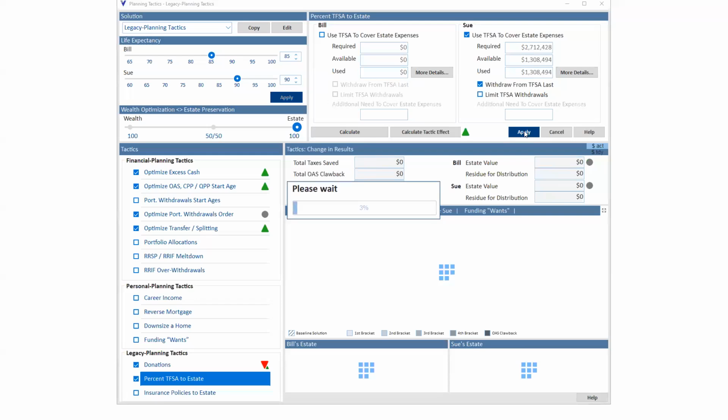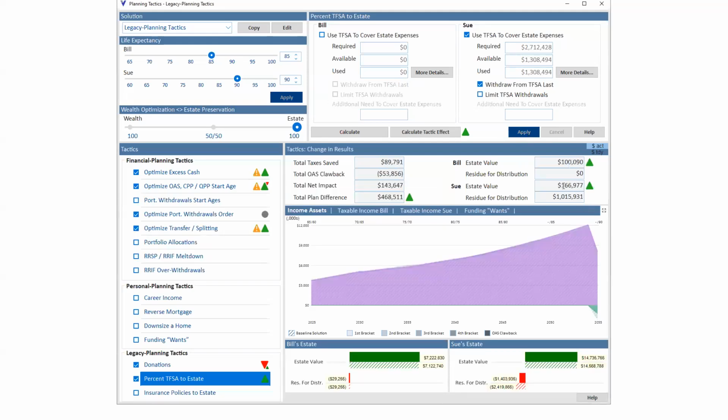And what we can see then is that there's a slight increase in the estate value, but the residue for distribution improves by $1 million. The reason for the increase in the estate value is because, of course, there's an impact on income taxes. So this clearly has a very positive effect.